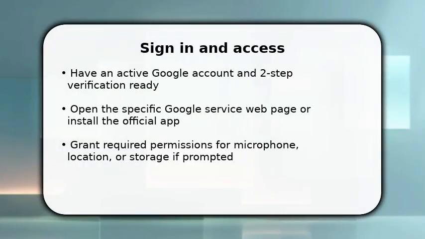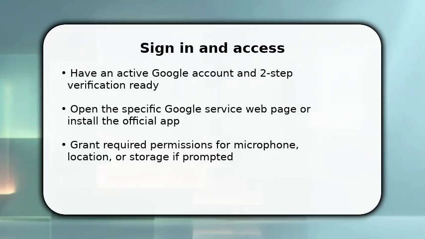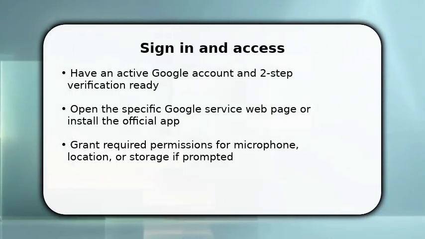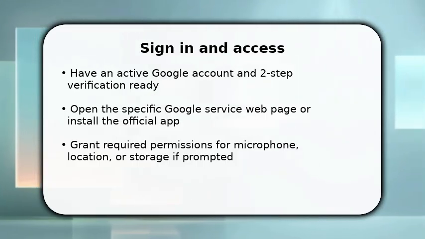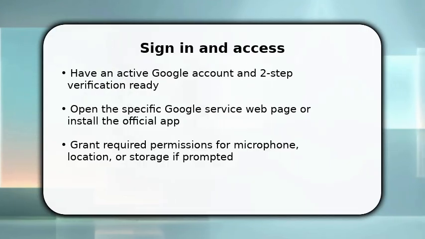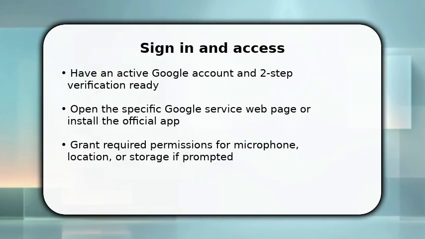You start by signing into your Google account. Use two-step verification if enabled for security. Once signed in, navigate directly to the updated Google service or install its official app from the Play or App Store. Next, make sure to allow essential permissions, for example location or storage, because the service won't function fully without them. After granting permissions, you'll see the main dashboard.